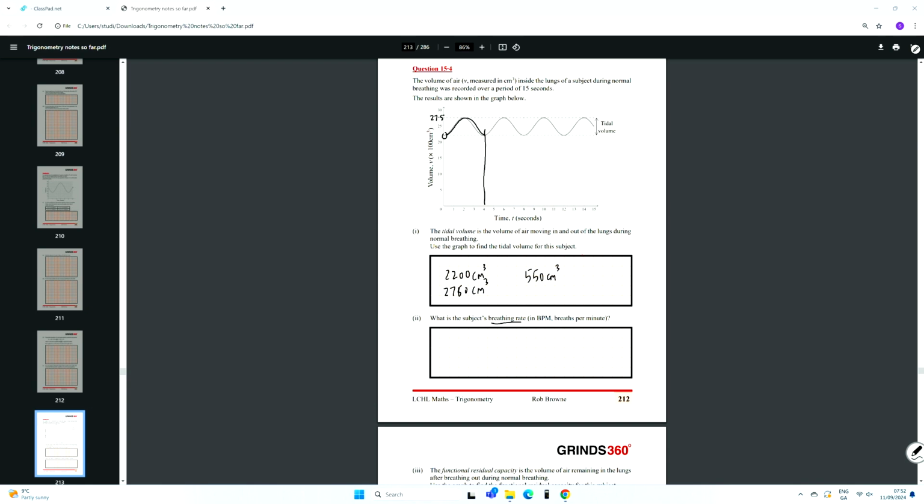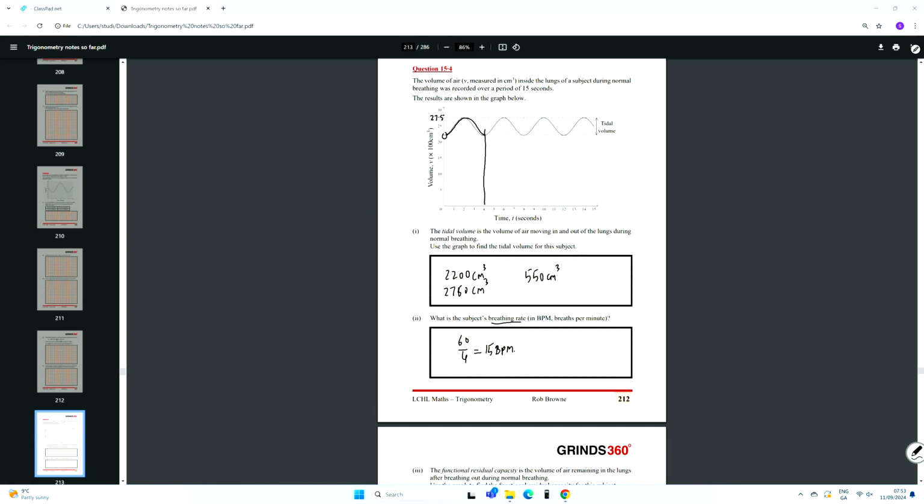But that's the idea there, that it takes 4 seconds. So one breath takes 4 seconds. So if one breath takes 4 seconds, if I just divide 60 seconds, remember a minute is 60 seconds, so 60 divided by 4 is 15 breaths per minute. Okay, so it's 15 breaths per minute is what we're dealing with, because each breath takes 4 seconds according to the graph. And part 3 on the next page says the functional residual capacity is the volume of air remaining in the lungs after breathing out during normal breathing.